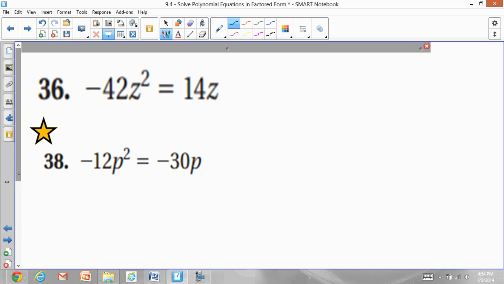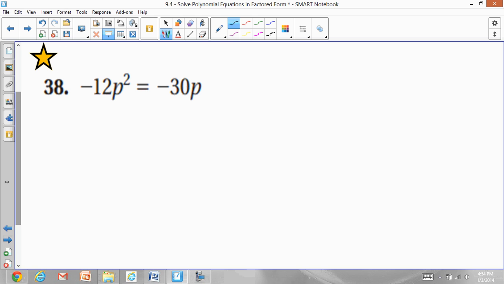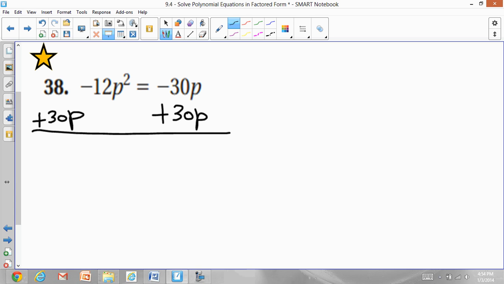Now copy down question number 38. So if you look at this one, you have a p squared, you have a negative 30p. So number one, if you need to solve it, you need to identify that you cannot solve it unless you set it to 0. So the first step I'm going to do is bring them all to one side. So I'm going to do the opposite, which is plus 30p and plus 30p. These two cancel. If you don't have anything left over on the right side, that equals 0.